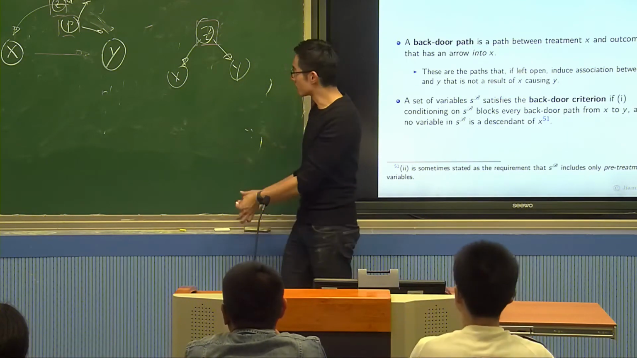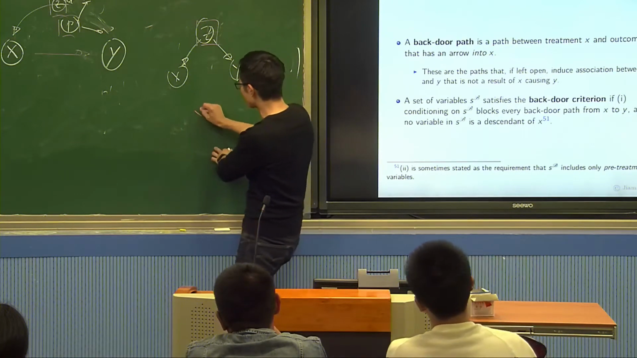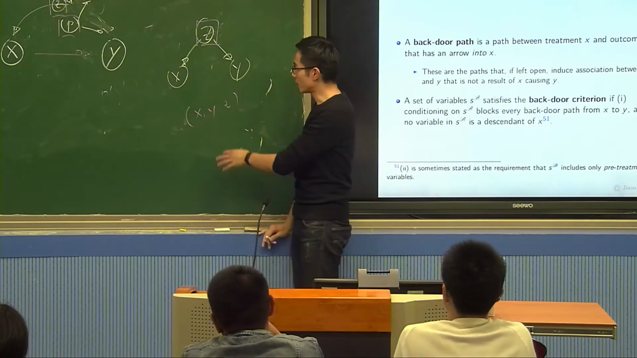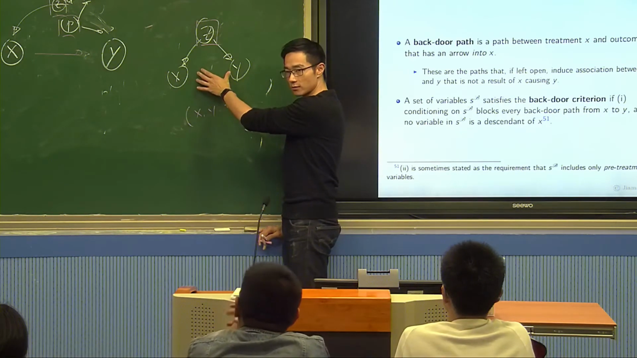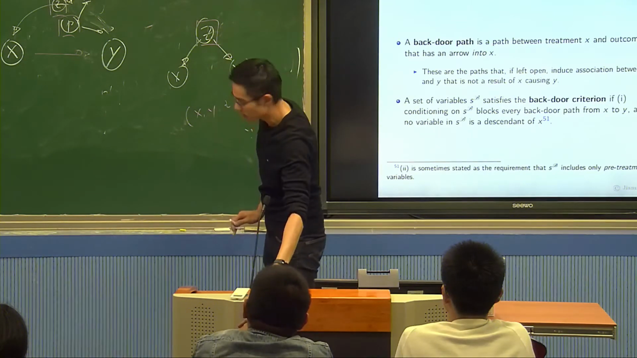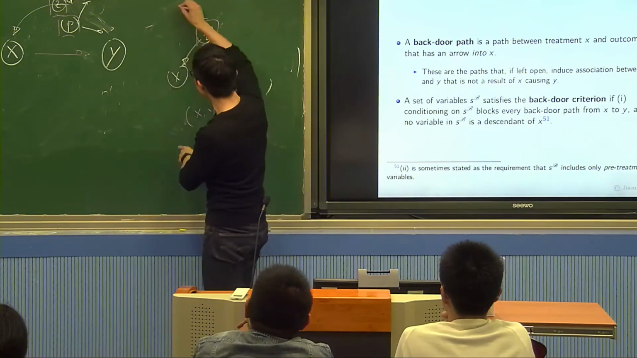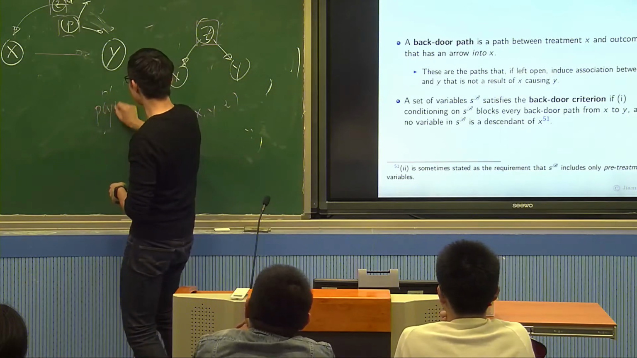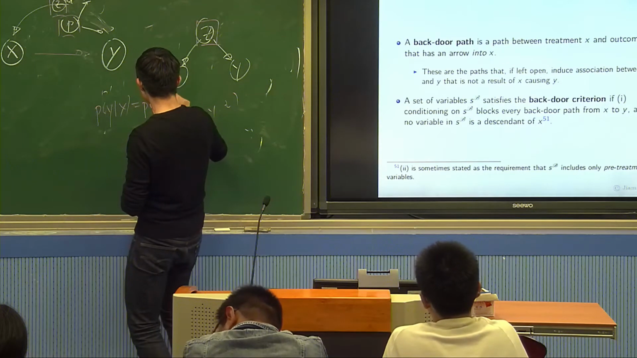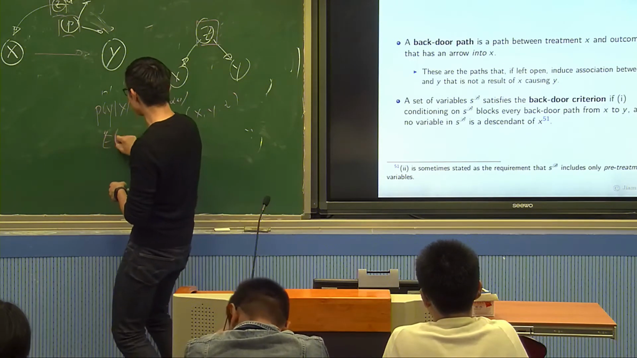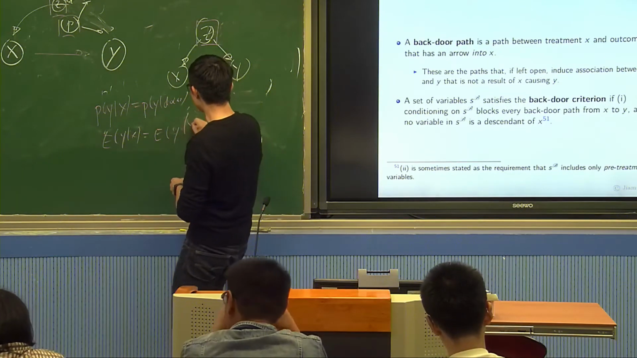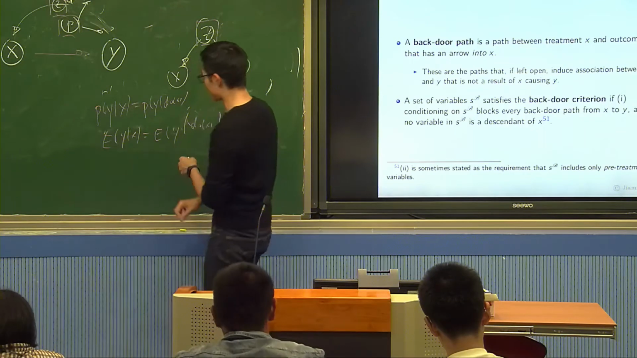Why is it identified? Because if I observe x, y, z, and x and y are all observed, then I know that I can get the causal effect out. How do I get it out? Condition on z. So P(y | x) will be equal to P(y | do(x)), or E(y | x) will be equal to E(y | do(x)).